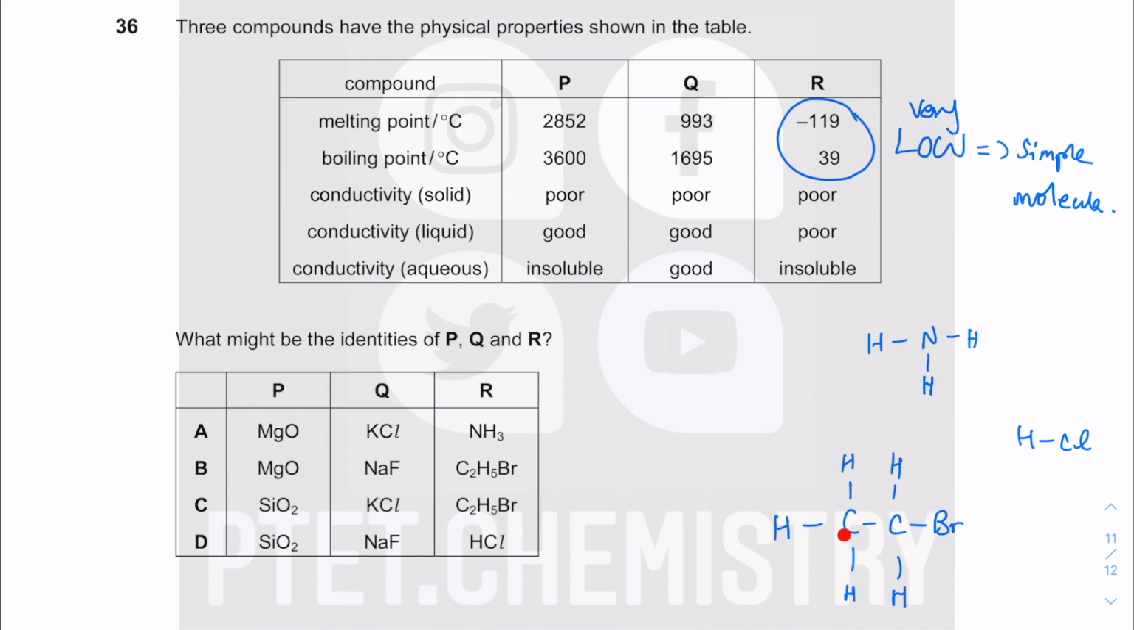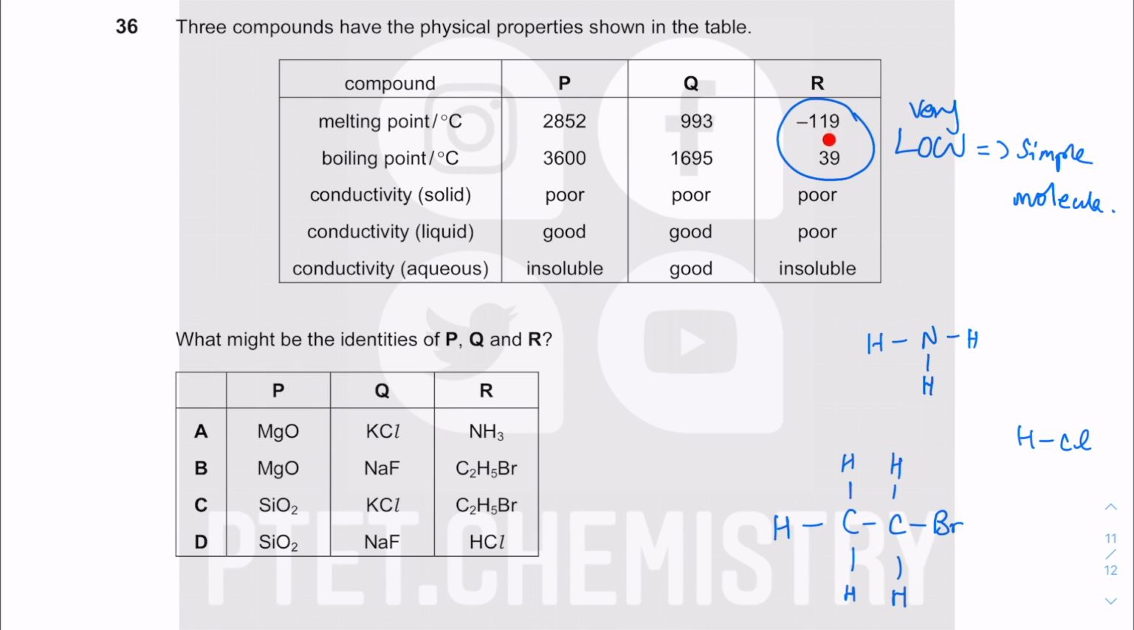Carbon, group 4, forms 1, 2, 3, 4 covalent bonds. Bromine, group 7, forms a single covalent bond. Hydrogen has 1 outer shell electron, so it only forms a single covalent bond all the time. Simple covalent molecule, simple covalent molecule, simple covalent molecule.